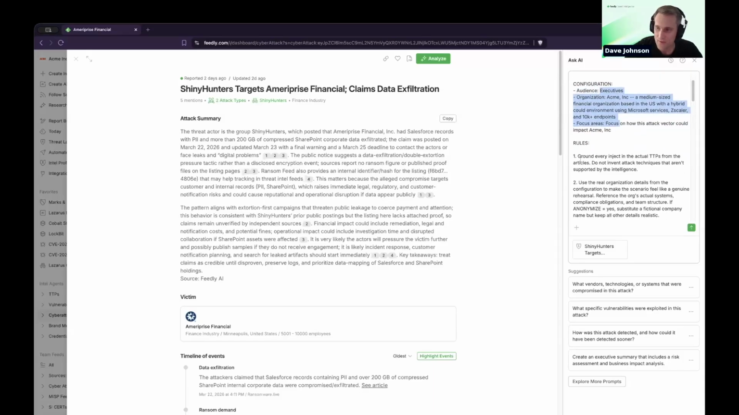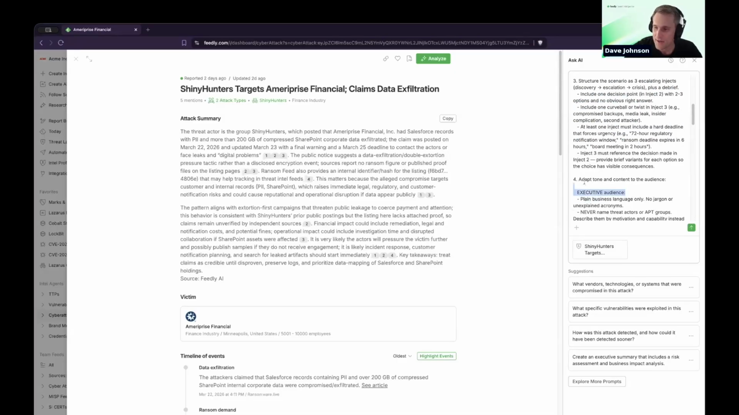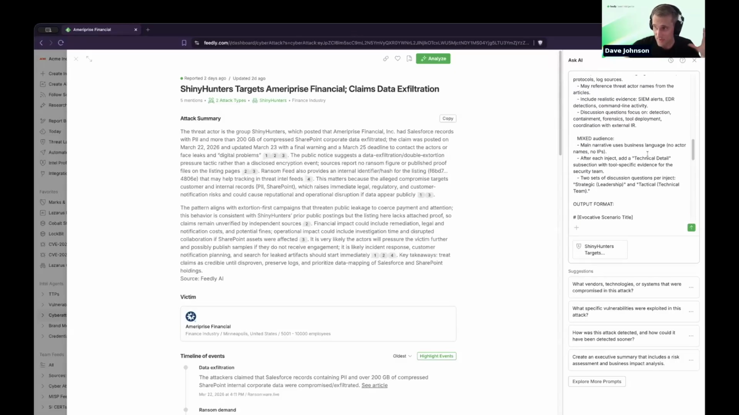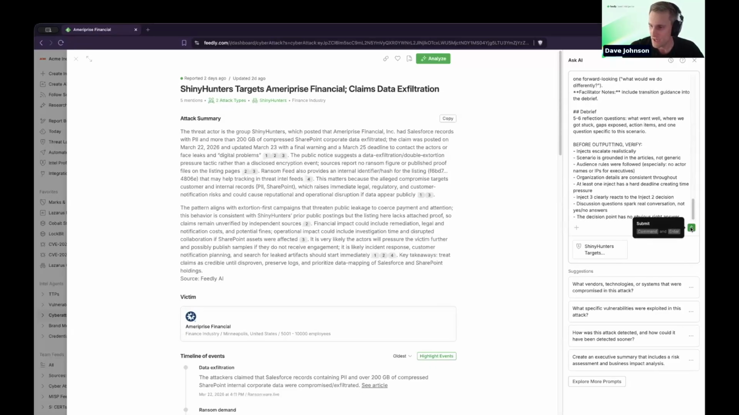I try to define some ground rules, ground every inject in actual TTPs, use real details, and adapt to the audience type. I think that's really key. You don't want to have threat actors thrown in front of executives. They don't want to see Scattered Spider. They'll be confused and thrown off, and perhaps angry. I've had that happen before. So just adapt the tone. All this knowledge that we talked about in the presentation is distilled into this prompt as best as I could. So yeah, we could just hit this. It might take a while.